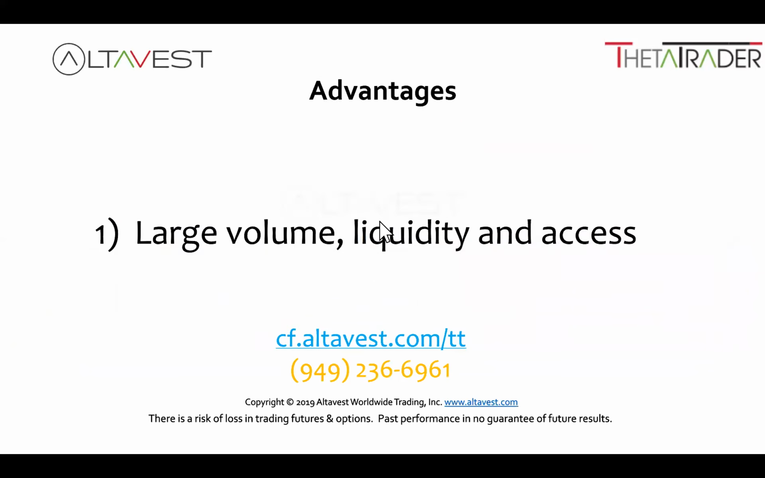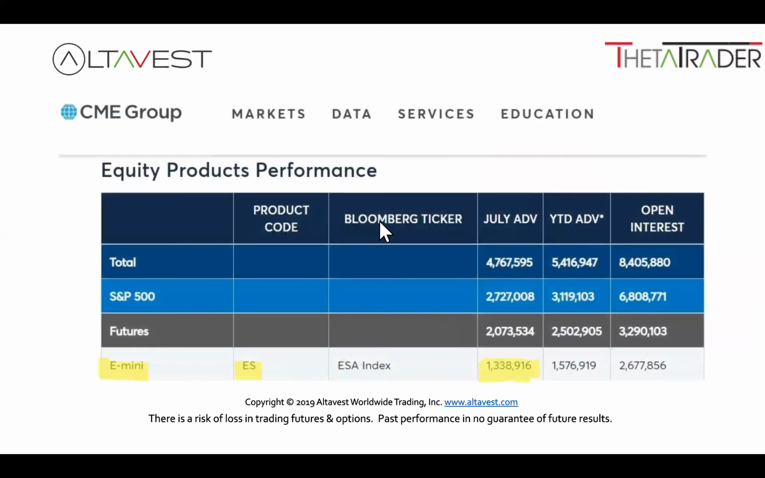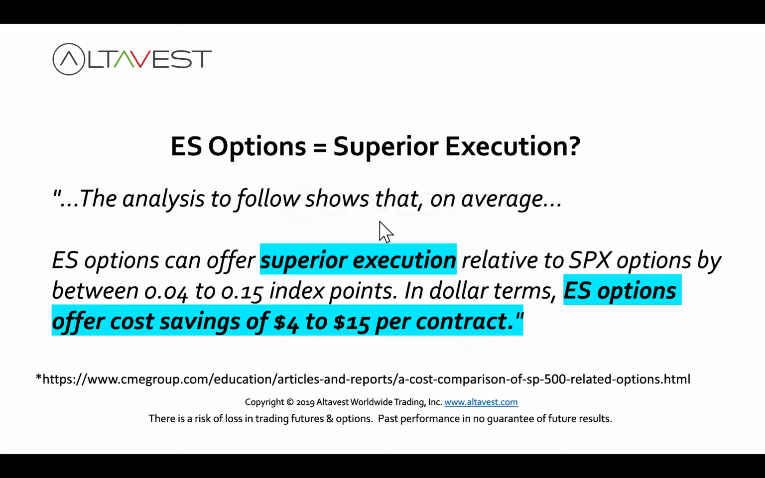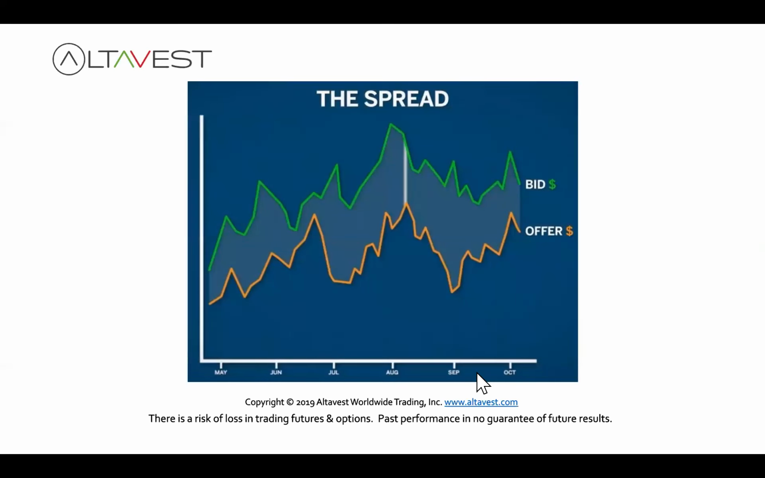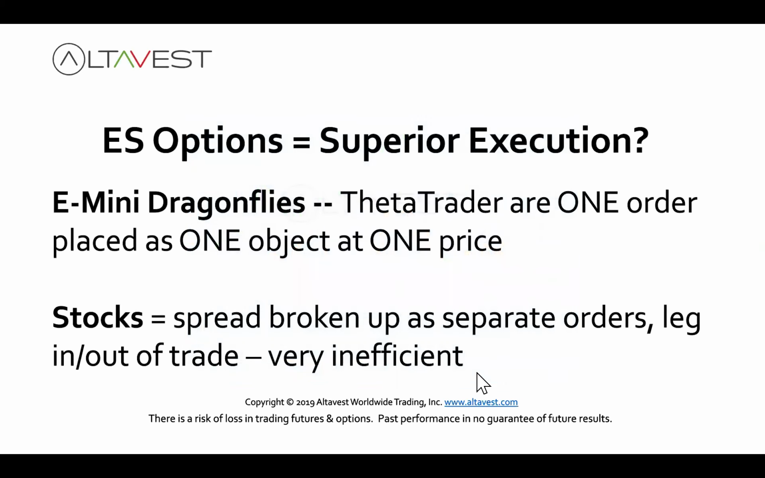Five more reasons, like I said: volume, liquidity, access. 1.3 million-some here in July, average daily volume. I don't have the latest. I'll get that updated. Superior execution, see the blue highlight. ES options offer a cost savings of $4 to $15 per contract. That means tight bid-offer spreads. And you have superior execution.